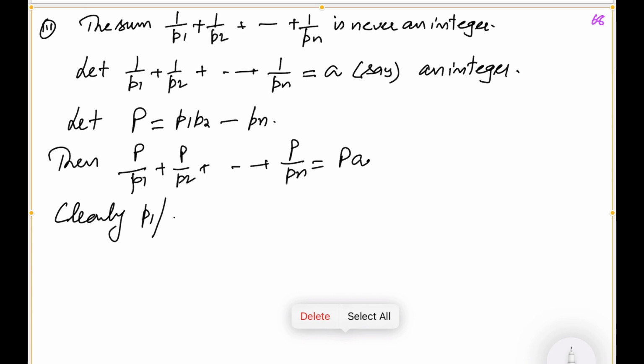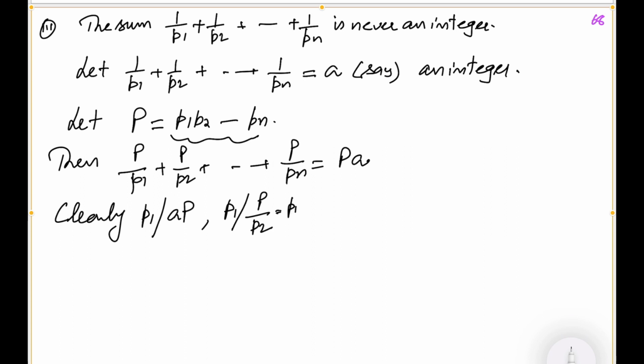p1 divides ap, and then p1 will divide P by p2. This is true because capital P is the product of p1 to pn, and P by p2 means p2 is removed, leaving p1, p3, up to pn. So it's a multiple of p1, so p1 will divide this. Similarly, p1 will divide P by p3 and so on, up to P by pn.